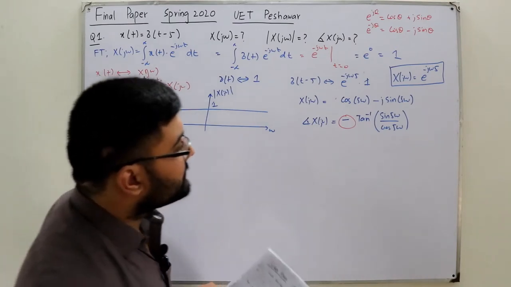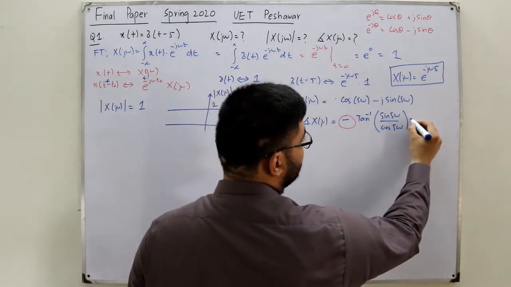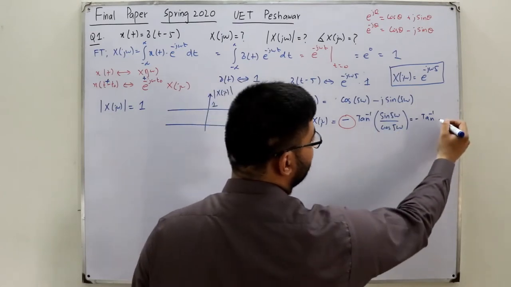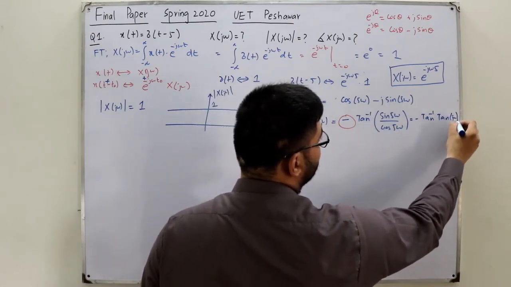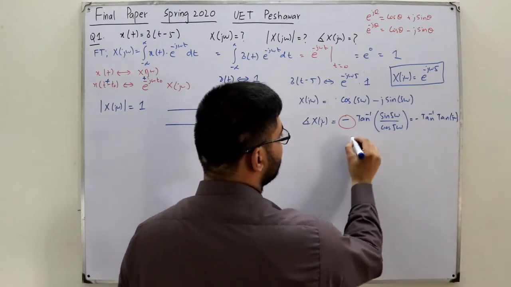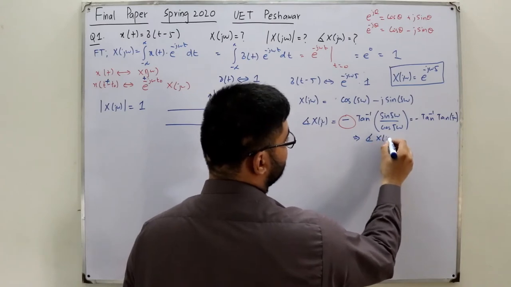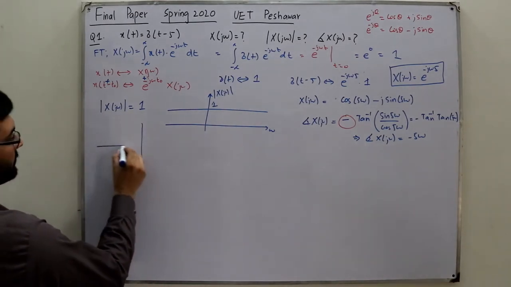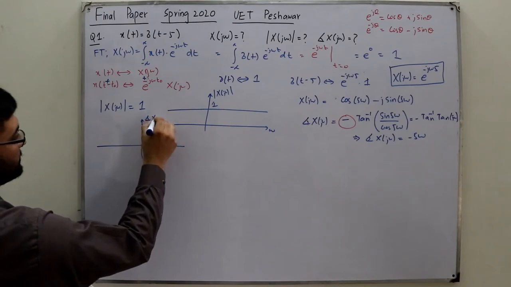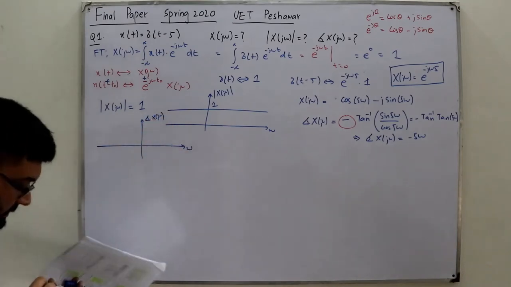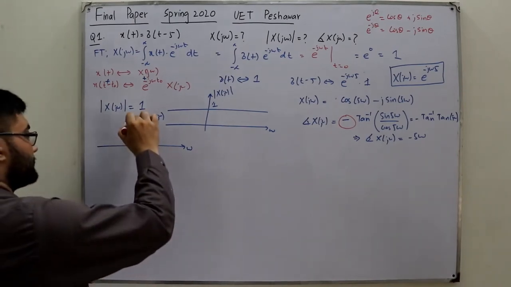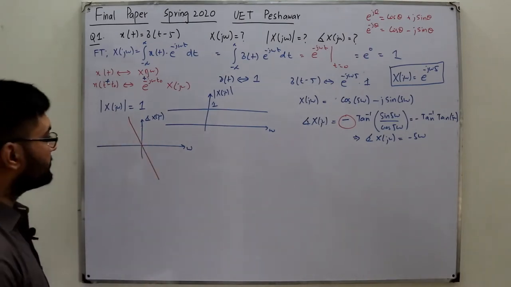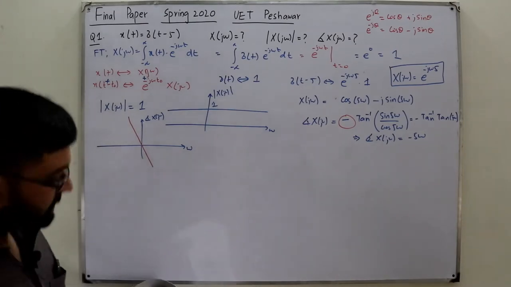So now if you see, sine by cos is again tangent. So I could say that this is a negative tangent inverse of 5 omega into tangent of 5 omega. Right, so tangent inverse and tangent would cancel the effect of each other, and the overall phase of the X of j omega would come out to be negative 5 omega, and you can draw it somewhere here. If this is, let's say, the phase axis, this is the omega axis, so it would be something like this, maybe a little more steeper. Fine, so yes, that's it for the first question.